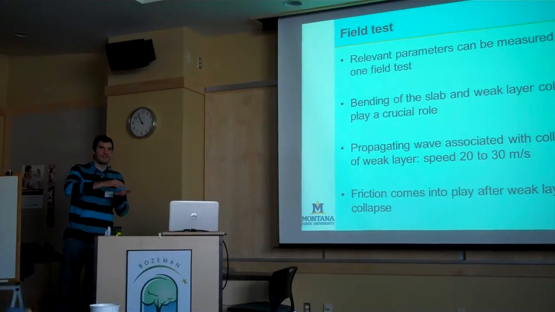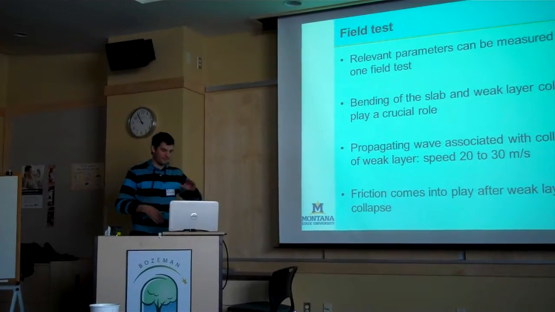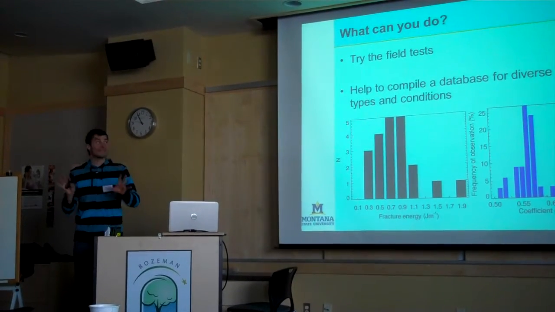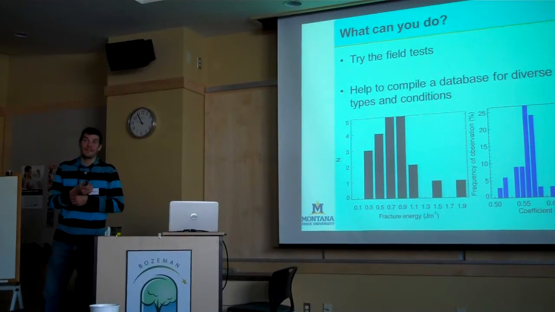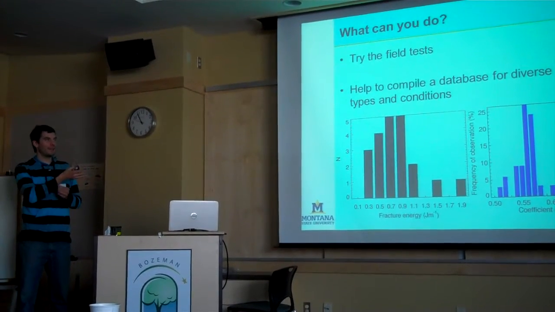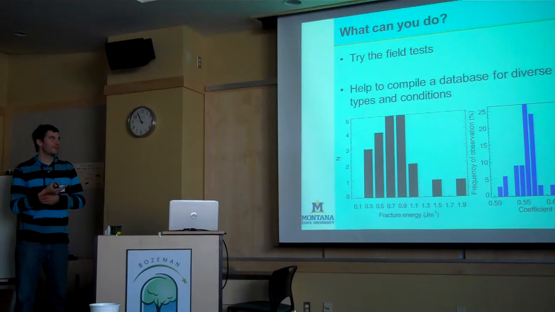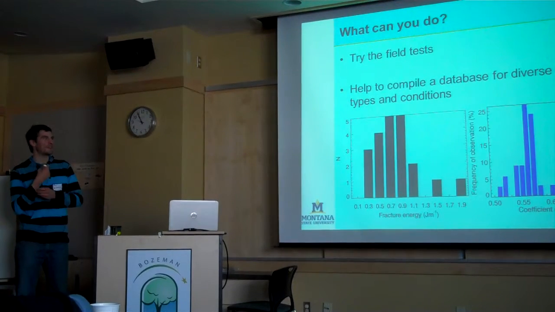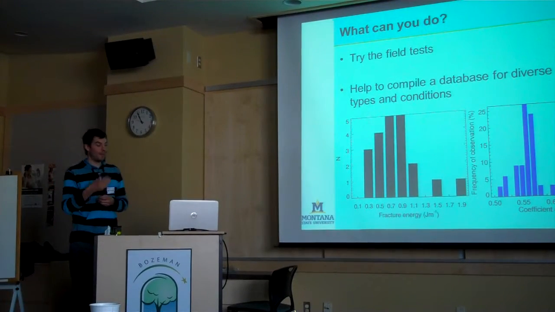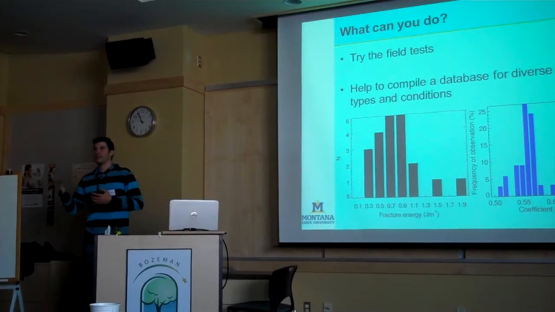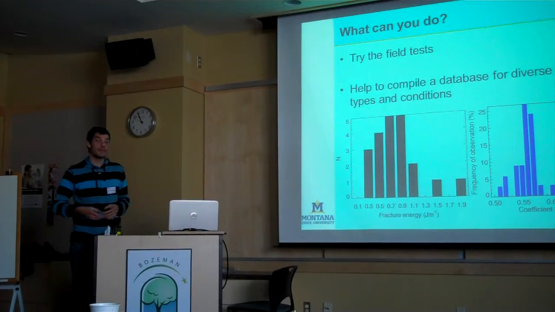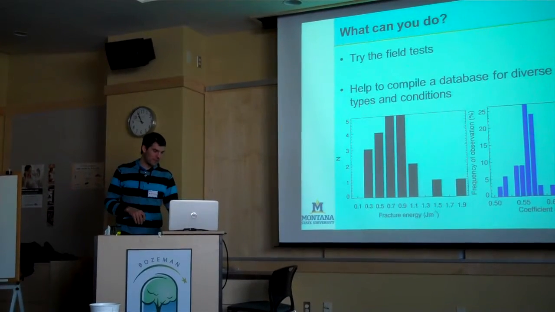Then after that weak layer has collapsed, you get friction, and the slope angle will determine whether or not an avalanche will happen. So what you can do is try this field test. I don't know if you ever do propagation saw tests or not, but I think it's an easy way. I pitched this at the ISSW. I only have two people doing tests for me right now, one in Alaska, one in California. But it's easy enough, and it will help get more data on more varied snow climates, different kinds of weak layers, different kinds of slabs. I think it's important to get a handle on these properties.